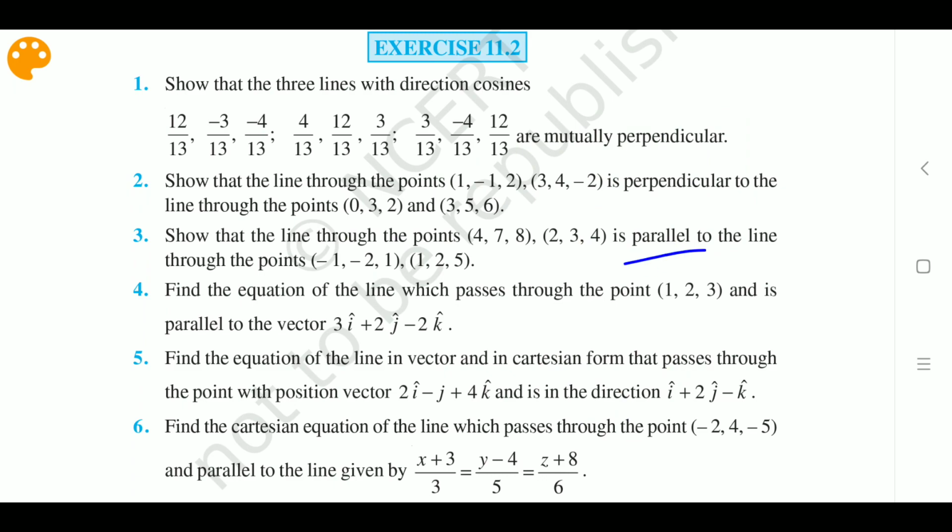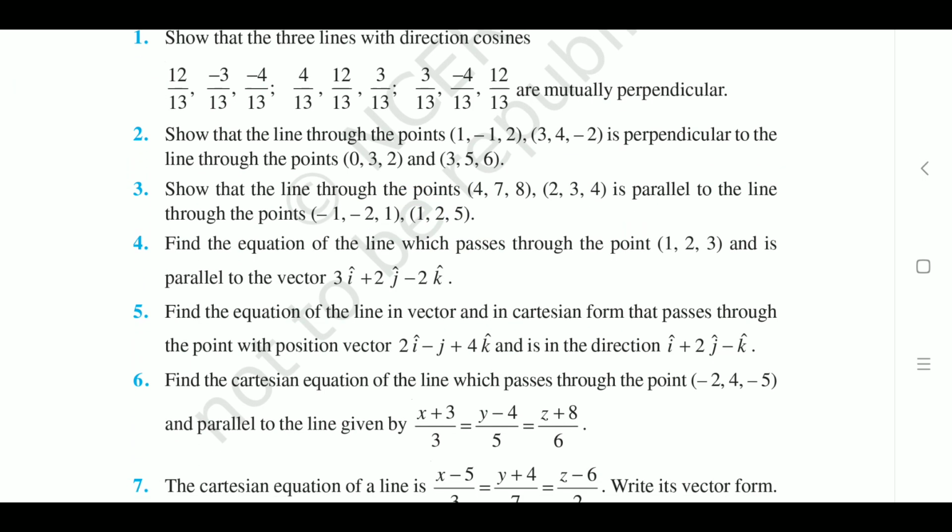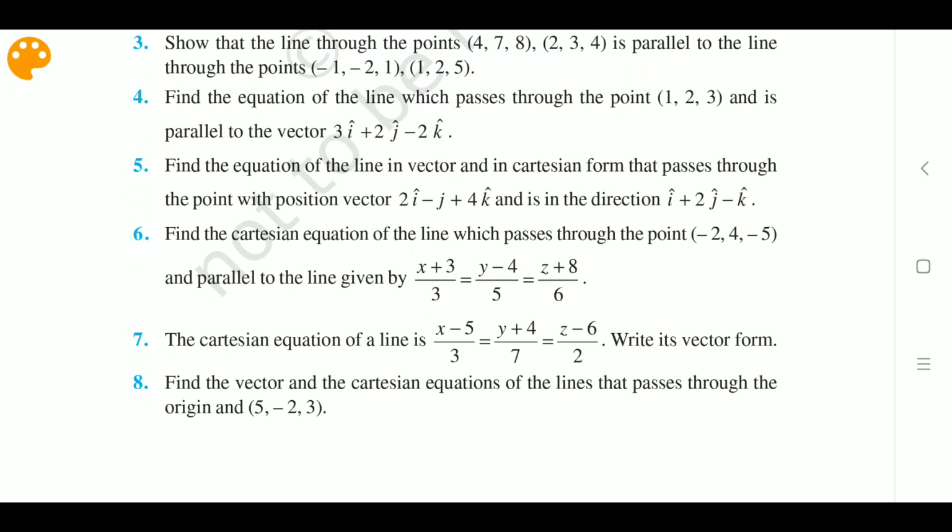Okay, next is you have to show that these are parallel. When you do the subtraction, this comes out to be similar. Then this shows that this is what? Parallel to each other.